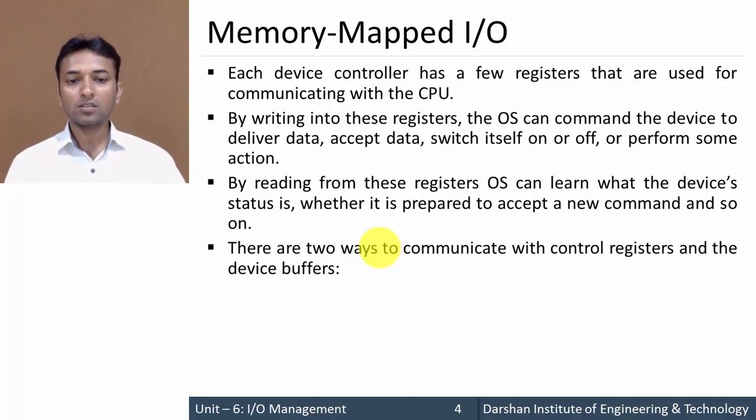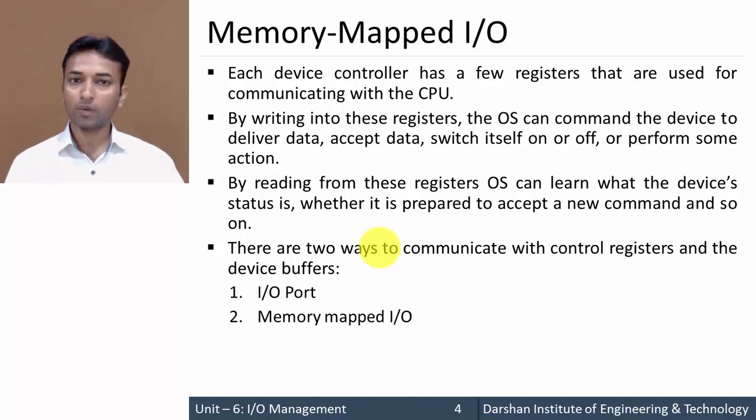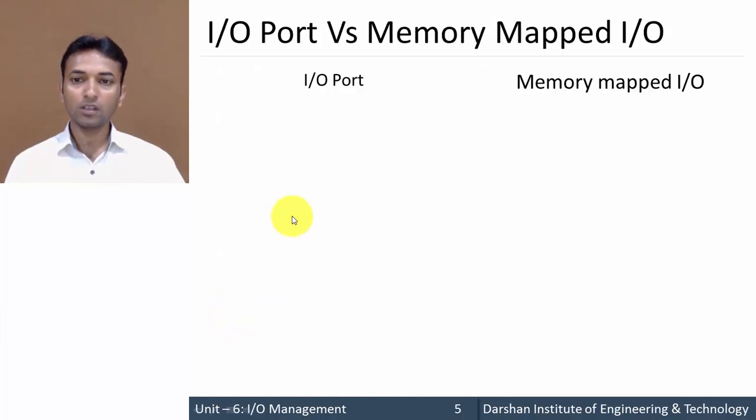There are mainly two ways to communicate with the control register and the device buffer. First one is I/O port and second one is memory mapped I/O. Now let us see what is the difference between these two ways. So here we are just comparing both of these ways, I/O port and memory mapped I/O.